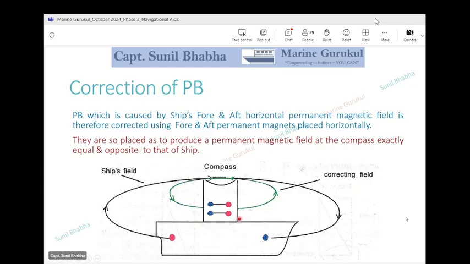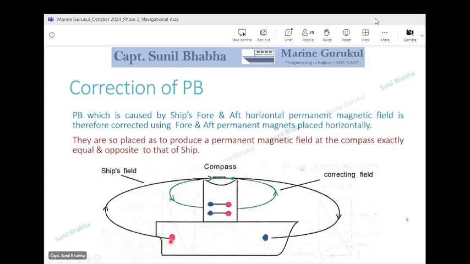In this diagram, we see the same ship which we discussed for deviation. This ship has a blue bow and a red stern. Now you see the binnacle, and the compass is fitted at this particular location. Now why were these blue and red poles generated? Because this particular ship was constructed on a southerly heading, and during its construction it acquired these permanent poles.